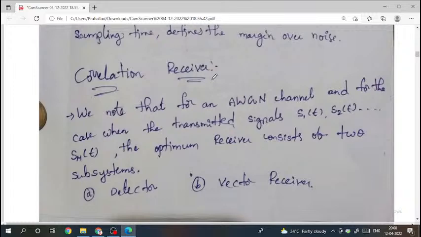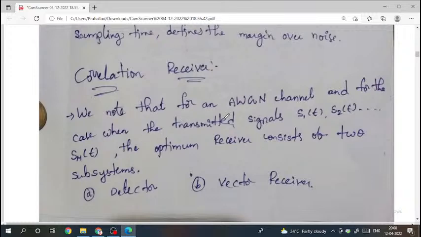The correlation receiver is important. If the paper is tough, you will get questions from these topics: correlation receiver, matched filter and correlation receiver. It is very simple if you practice. Yeah, Sushita, you are also there. So, what is this correlation receiver?